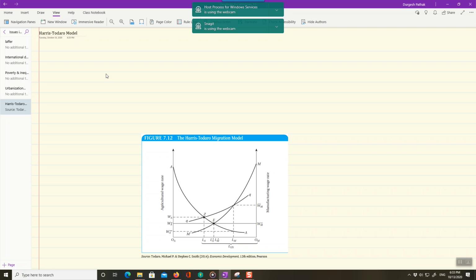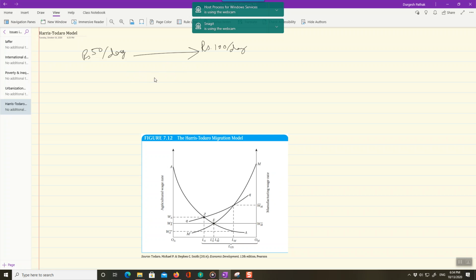So the first question comes: suppose that someone is earning, say, 50 rupees per day in a rural area in agriculture, and in an urban area he can earn 100 rupees per day. Will that person migrate? If we say that in the urban area he will get a job for sure, then definitely he should migrate. But if he won't get a job at all, then he will not migrate.